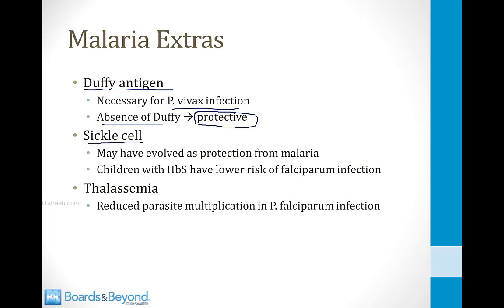Sickle cells may have evolved as protection from malaria because children who have hemoglobin S have a lower risk of falciparum infection. And then finally, people with thalassemia also have less severe disease when they're infected with falciparum. That's because the parasite does not multiply as effectively as in patients who do not have thalassemia.